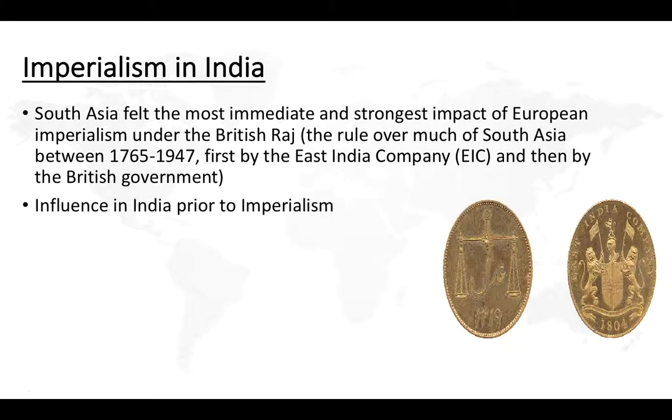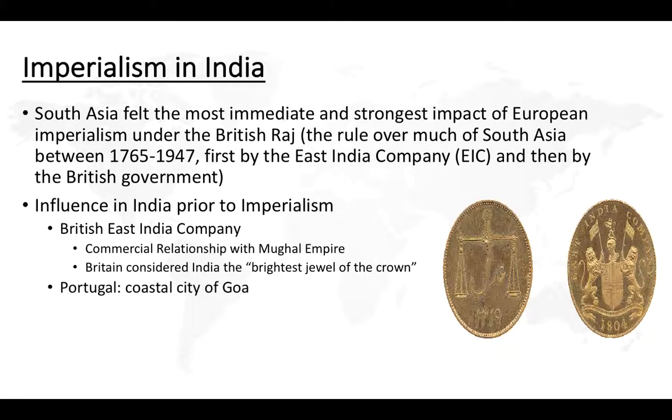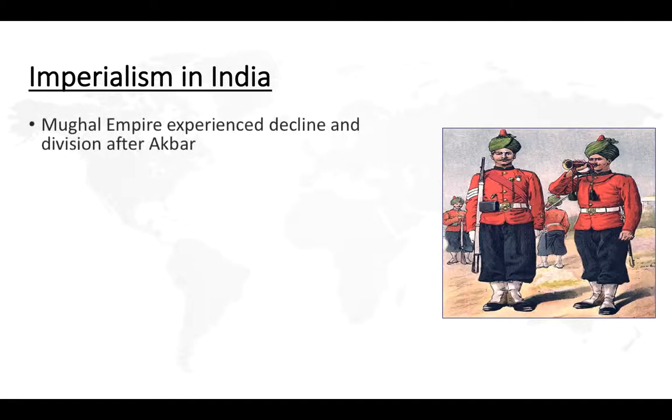And we see prior to imperialism, the East India Company had already been trading in India. They had a relationship with the Mughal Empire, and they considered India the brightest jewel of their crown because if you think of the products that they're getting from India, they're getting a lot of the tea and the textiles that were really, really significant in terms of trade, including cotton as well. Portugal had a stake in India for a bit, and they're going to lose that. And France also had a stake, and they're going to lose that. It's really going to be the British that are controlling India.